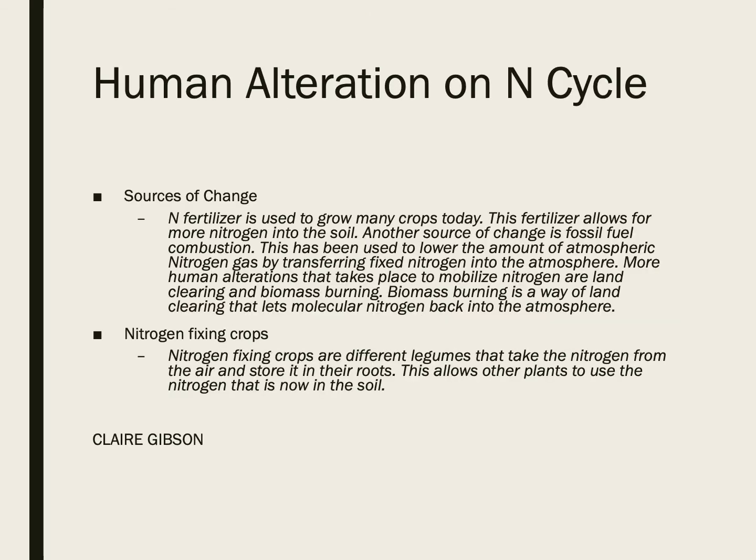Human alteration on the nitrogen cycle. Sources of change: nitrogen fertilizer is used to grow many crops today. The fertilizer allows for more nitrogen into the soil. Another source of change is fossil fuel combustion. And more human alterations that take place to mobilize nitrogen are land clearing and biomass burning. Nitrogen-fixing crops are different legumes that take the nitrogen from the air and store it in their roots.